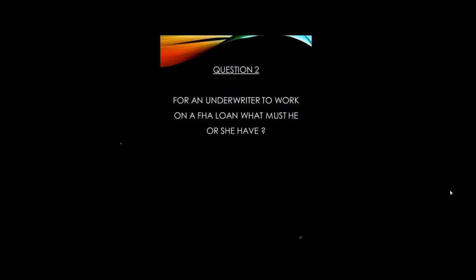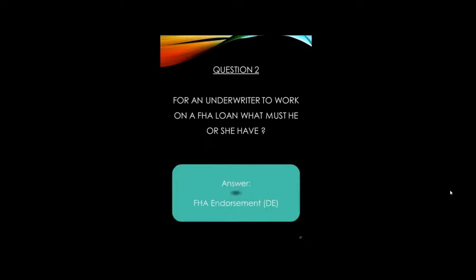Question 2. For an underwriter to work on an FHA loan, what must he or she have? Now, if you say a computer, you might be right, but there's something else I'm asking. And the answer is an endorsement. An FHA endorsement, which is your DE, and you'll have a particular number called a CHUMS number that gives you permission to work on these types of loans.